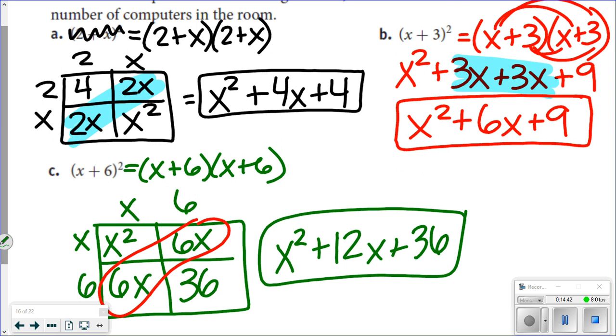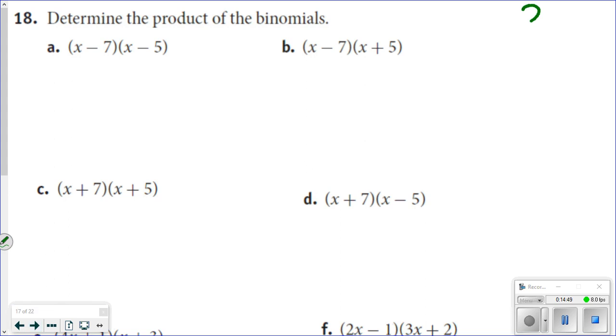Okay, now we are going to jump to page 374. You should see question 18, A through F. If you don't have enough room, use the My Notes section of your book. I want you to come up with answers for all of these questions using whichever method you prefer. So draw your boxes, or you can think about FOIL/distributive property. So pause and come up with all of these answers.